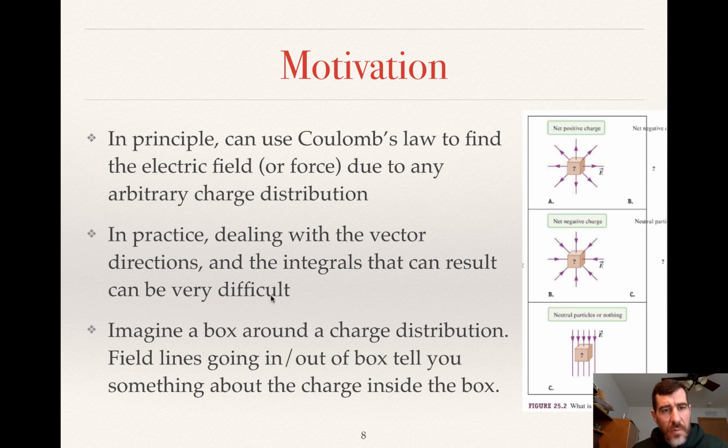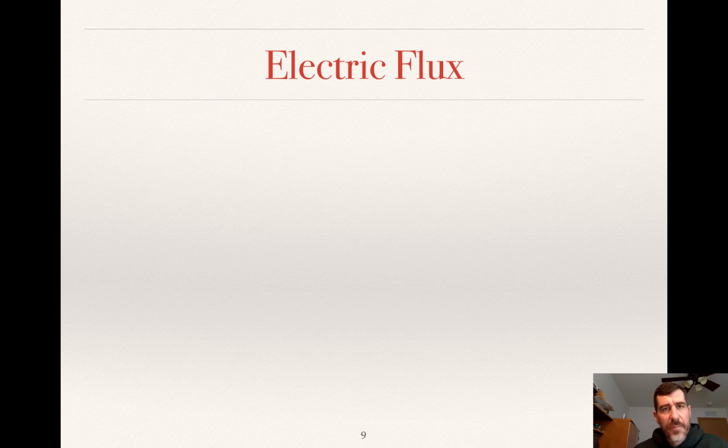So one of the ways to proceed, if you look at the pictures here, which are from the textbook, is to imagine you have a box. You've got some little box and you know what the electric field lines are. Well, the electric field lines that come out of that box tell you something about the charges that are inside the box. If you've got electric field lines coming out of the box, you know there has to be a net positive charge of some sort. If you've got electric field lines going in, you know it has to be a net negative charge. And if you've got electric field lines passing through the box, that tells you that there's either nothing or it could be neutral. So that's the whole idea behind Gauss's law.